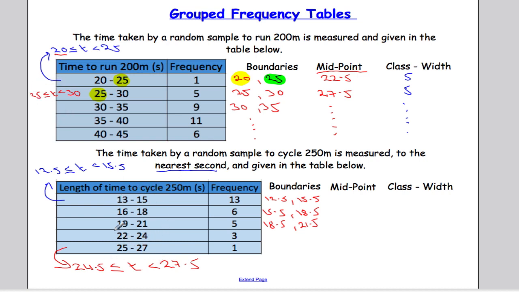have a shorthand way of doing it. So this is what you'll see at A level. So do bear these in mind.